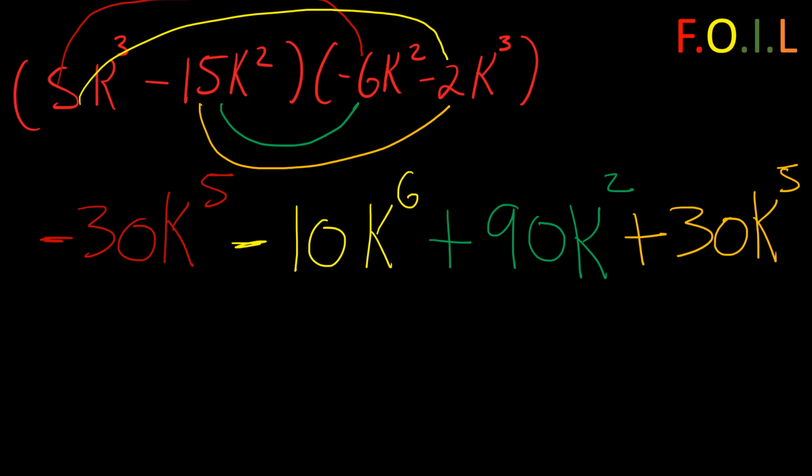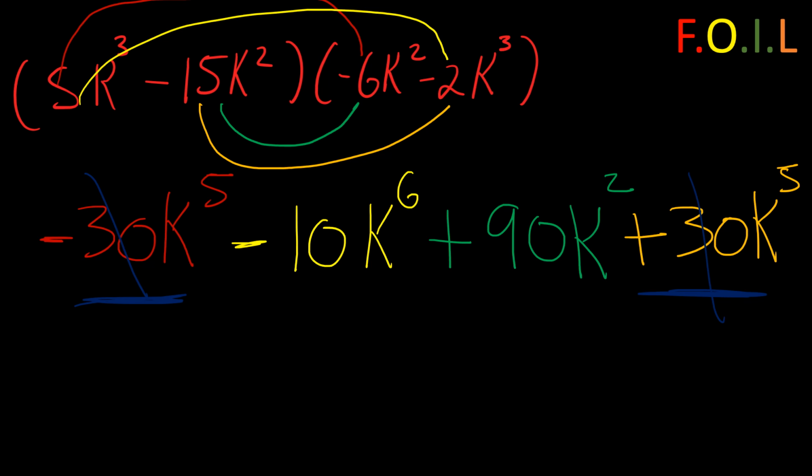Right? And if you notice, we do have like terms. So our like terms are going to be the negative 30k to the fifth and a positive 30k to the fifth, right? And because one's subtraction, one's addition, they'll just cancel each other out. So this will go away and this will go away. And what we'll be left with is just the middle portion.